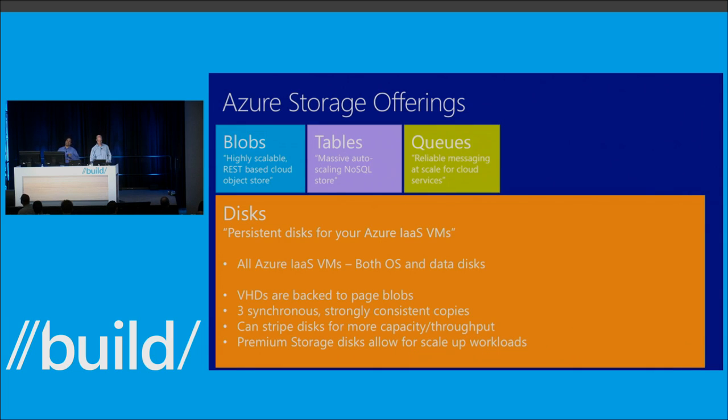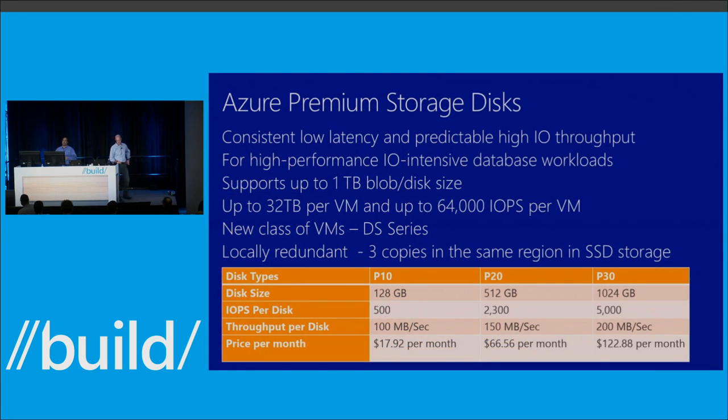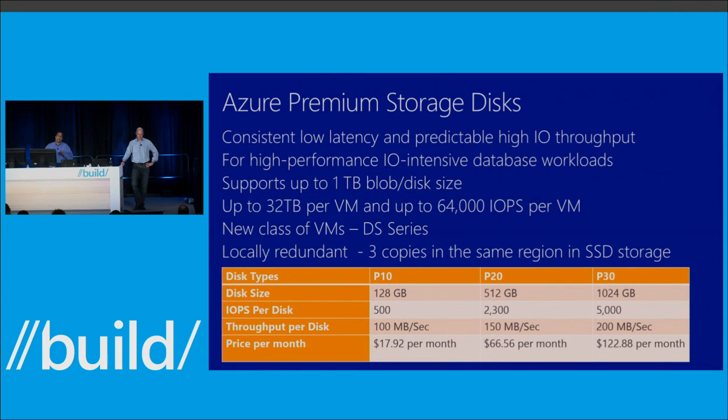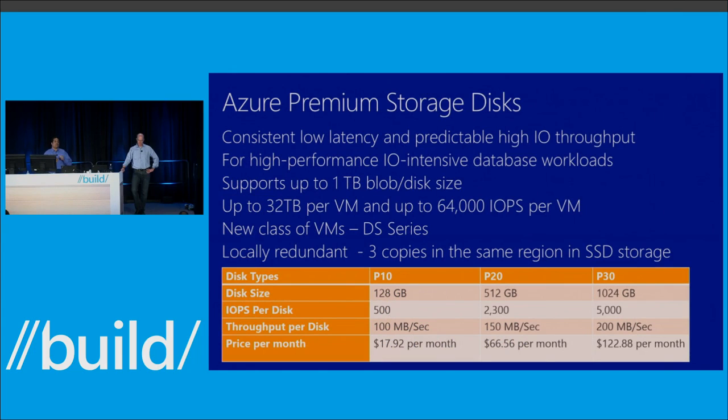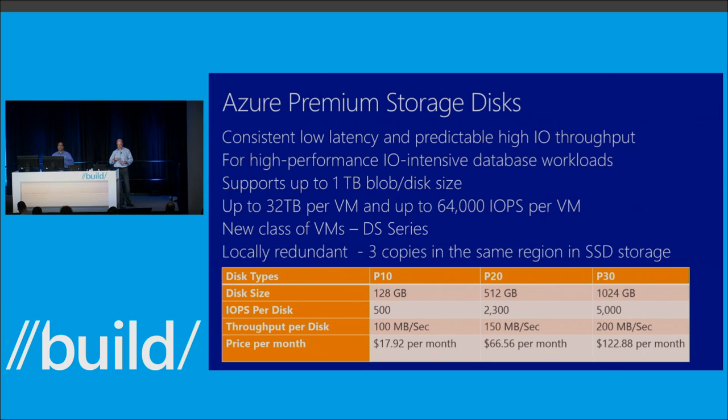Premium storage disks, our newest offering that just GA'd last week, allow you to build really scaled up workloads. Let's take a quick look at premium storage disks. They're really useful if you have a workload that needs very consistently low latency in the single-digit milliseconds and very predictable high I/O throughput. With the new class of VMs, the DS series VMs, you can do as much as 64,000 IOPS off of a single VM, 32 terabytes of data, and 500 megabytes a second of disk throughput.